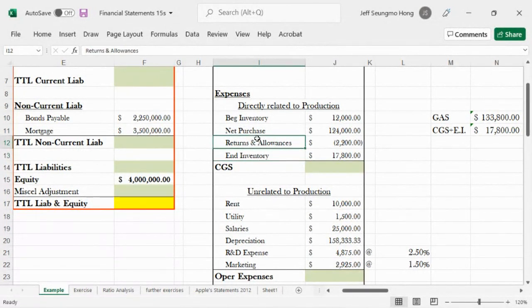Of course, there are returns and allowances. What is an allowance? An allowance is a discount given to the channel members. For example, a retailer buys a large quantity from the manufacturer, so there will be a volume discount. If you buy more than 10,000 units, then we'll give you a 2% discount. That kind of discount is called an allowance.